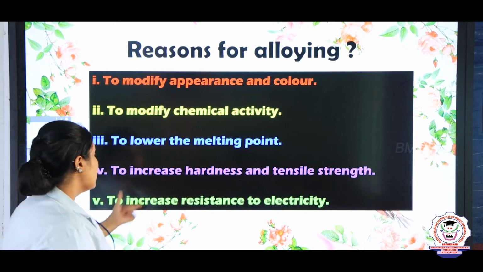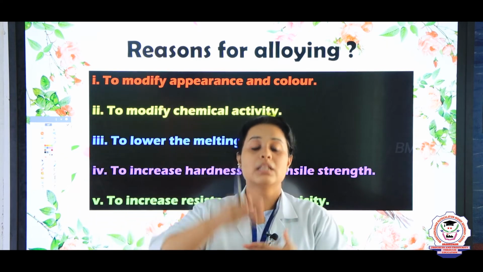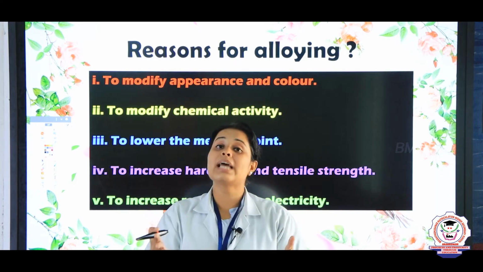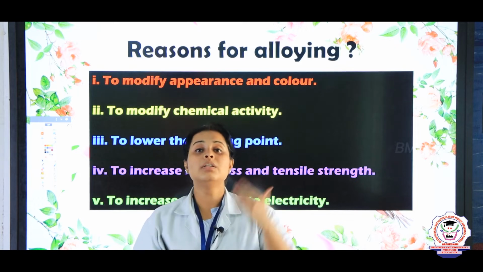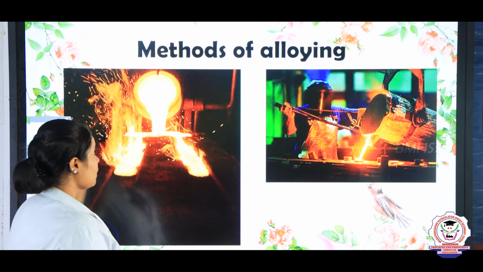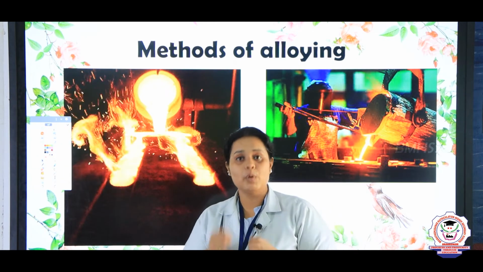And the last one is it increases the resistance to electricity. It will limit the amount of electricity which should pass through an alloy, or it can be a metal-metal or a non-metal and a metal. Okay? Yes. Then children, we should see what are the 2 ways how alloying can be possible.